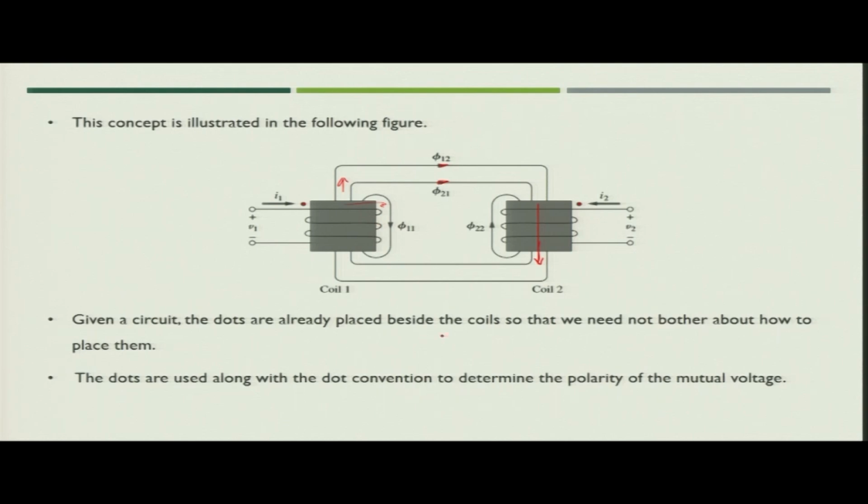So, now in this particular case the dots are already placed. So, we will not bother how to place them. The dots are used along with the dot convention to determine the polarity of the mutual voltage. So, we will see how, if this is the condition, we can determine the induced mutual voltage polarity.